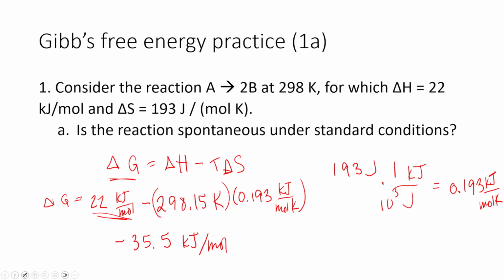So now we can finally answer this question, right? Is the reaction spontaneous? Seeing some nodding. So yes, the reaction is spontaneous. Why is the reaction spontaneous? Yeah. Delta G is negative. Yes. So if delta G is less than 0, we are spontaneous.